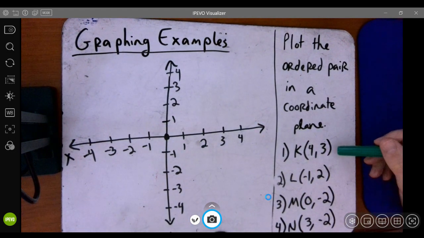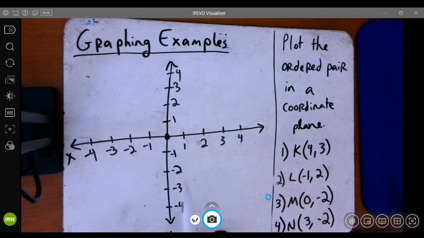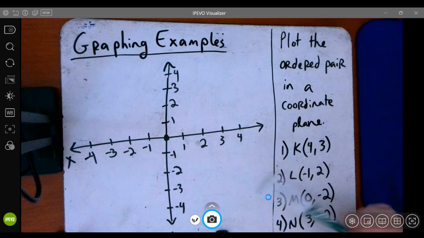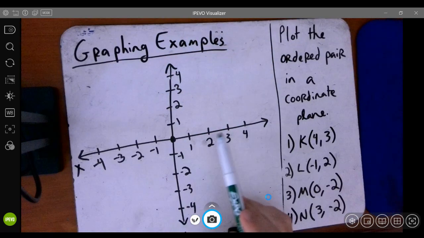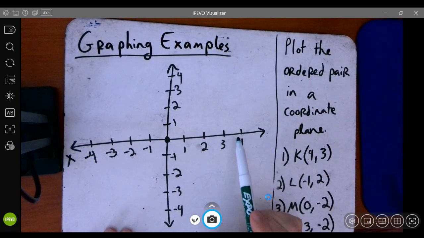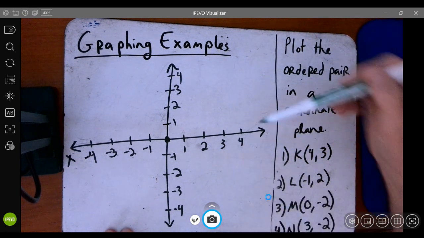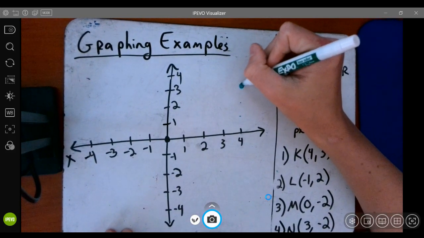And so for number 1, point K is located at (4, 3). And so I'm starting at my origin. My first coordinate is the x-coordinate. That's going to tell me how far to go to the right or the left. So I'm going to go over to +4. And then my y-coordinate is the one that tells me how far to go up or down, and that's 3. So I'll go up 1, 2, 3.